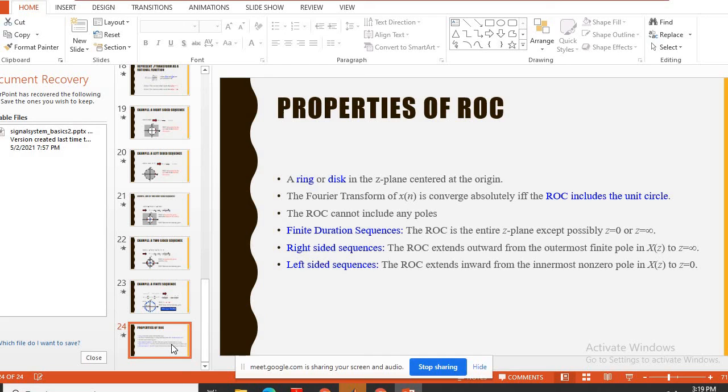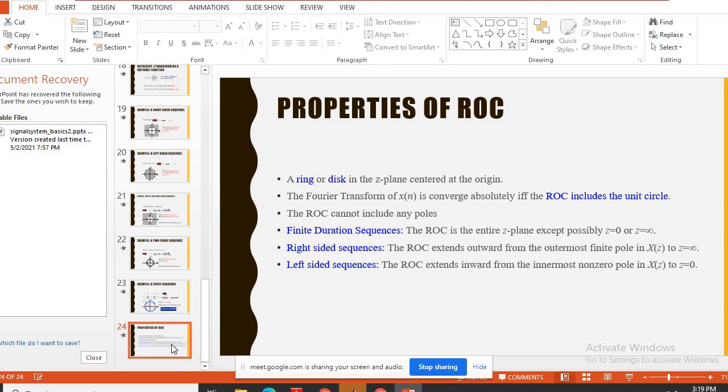As far as ROC is considered, you are supposed to remember these basic properties of ROCs. First thing is the ROC is a ring or a disc in the Z plane centered at the origin. The Fourier transform of x of n converges absolutely if the ROC includes the unit circle. ROC cannot include any pole. For finite duration sequences, the ROC is the entire Z plane except possibly Z equal to 0 and Z equal to infinity.